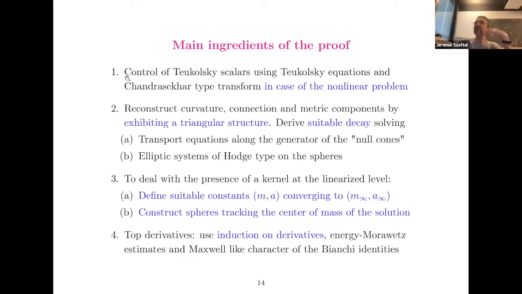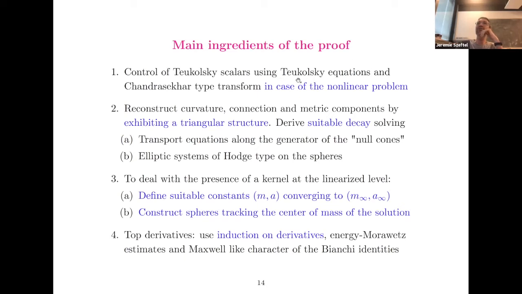So first of all, as I told you, you have a large entangled system. This was true in the linearized system. This is, of course, even more true in the nonlinear system. And to disentangle it, you want to use a kind of triangular structure. Okay, and the first thing you do is you follow what was done in the linearized system, and you exhibit the analog of Teukolsky scalars in the nonlinear problem.